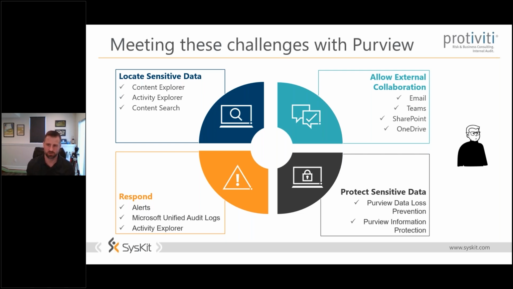And allowing external collaboration, think about more than email. Users are going to interact with email, Teams, SharePoint, and OneDrive today. How do we ensure that we're allowing external collaboration across all of these? How can we ensure security across all of these? And then we're protecting it. The ones I'm going to focus on right now are DLP and IP, so data loss prevention and information protection. How do we very specifically safeguard that data in those locations and then respond to that? How can we look at what's happening from an alert standpoint?